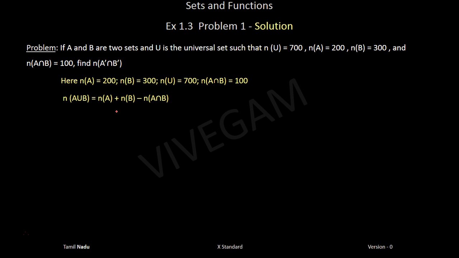So we list out what is given here: n of U, n of A, n of B, and n of A intersection B. So we have the formula. N of A union B is n of A plus n of B minus n of A intersection B. Substitute these values. N of A union B will be n of A 200 plus n of B 300 minus 100, that is n of A intersection B. So that is 500 minus 100 is 400. So n of A union B is 400. What's the next step? We will have to calculate n of A union B the whole complement.